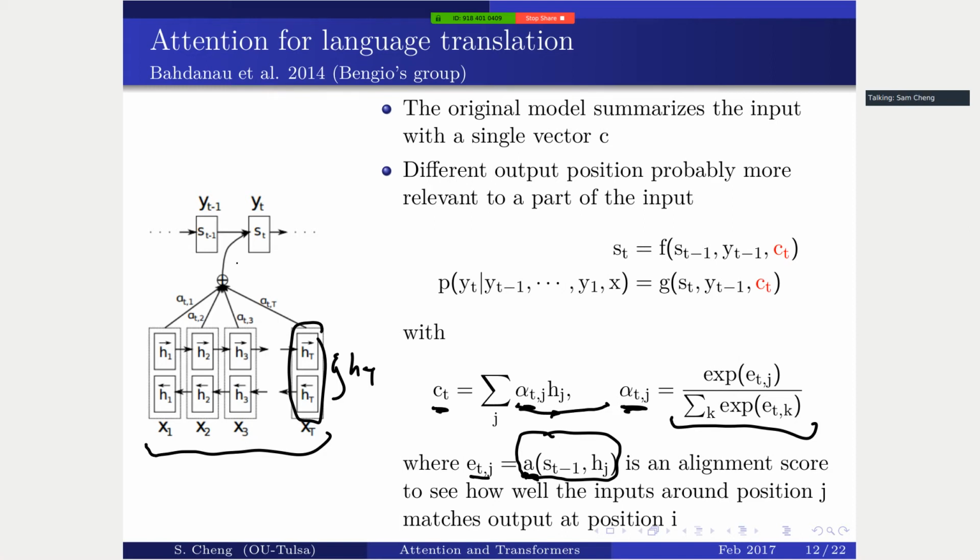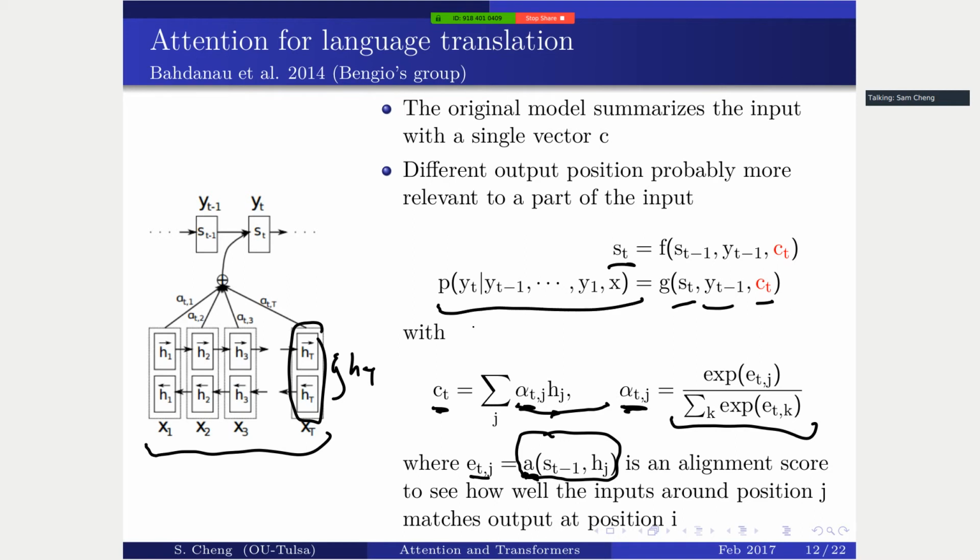So each time I will have a different context. And then of course I have the state update. Then the output will be based on the current context, and also the current state, and also the previous decoded word, or previous translated word. Then I will have a probability for that. I have a probability model for that.